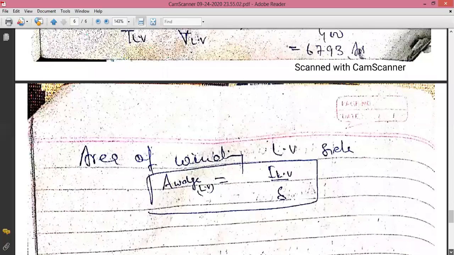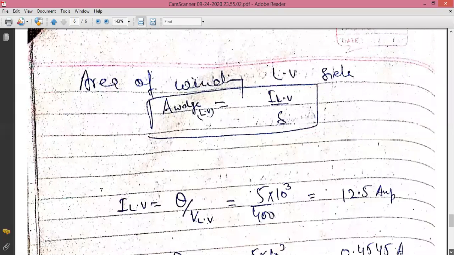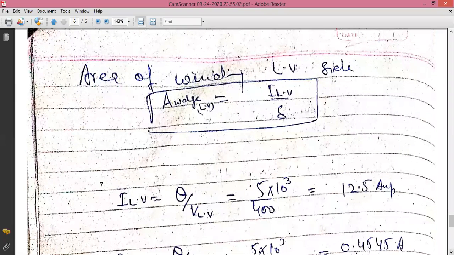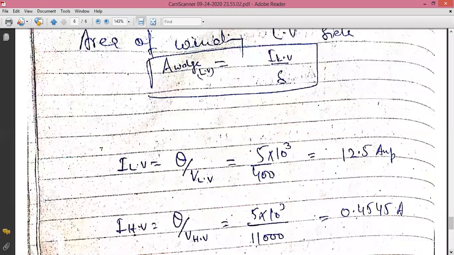So after that you can see area of the low voltage side. Area of the low voltage side will be ILV upon current density, and for calculation of ILV, I can tell you that 5 kVA upon the voltage. So 5 into 10 raised to power 3 upon 400, current will be 12.5, and IHV is equal to the same 5 into 10 raised to power 3 upon 11,000. Value will be 0.45. So you got a value ILV, you got a value IHV. Now simply I can divide ILV by current density and IHV by current density. You can get an area of the winding on low voltage, area of the winding on the high voltage.